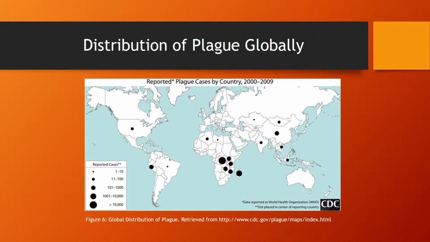Here we have the global distribution of this particular organism. If looking at the legend, it can be a little bit deceiving at first sight. The one dot that's in North America or the United States doesn't mean that we just have one. It just corresponds to the number of cases that we see. For the most part, after about the 1990s, the majority of the cases globally of the plague have occurred in sub-Saharan Africa, as you can see in the description.